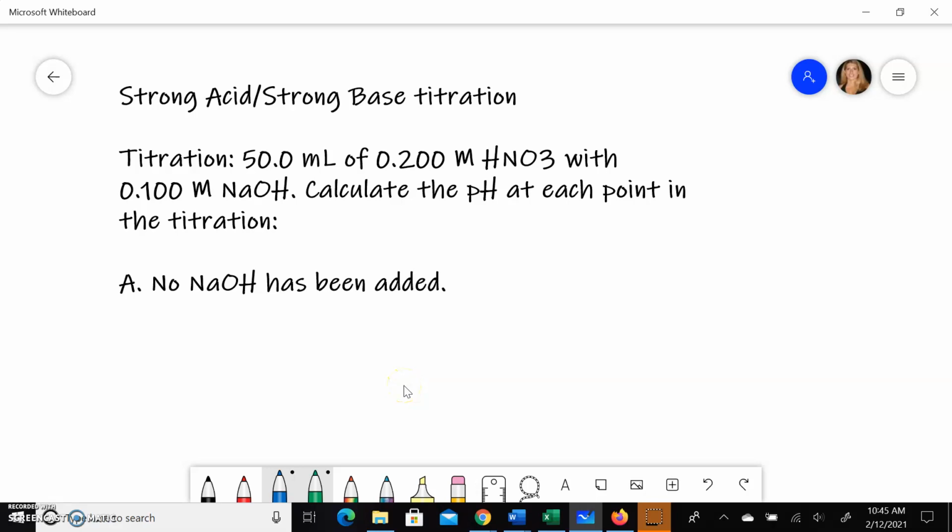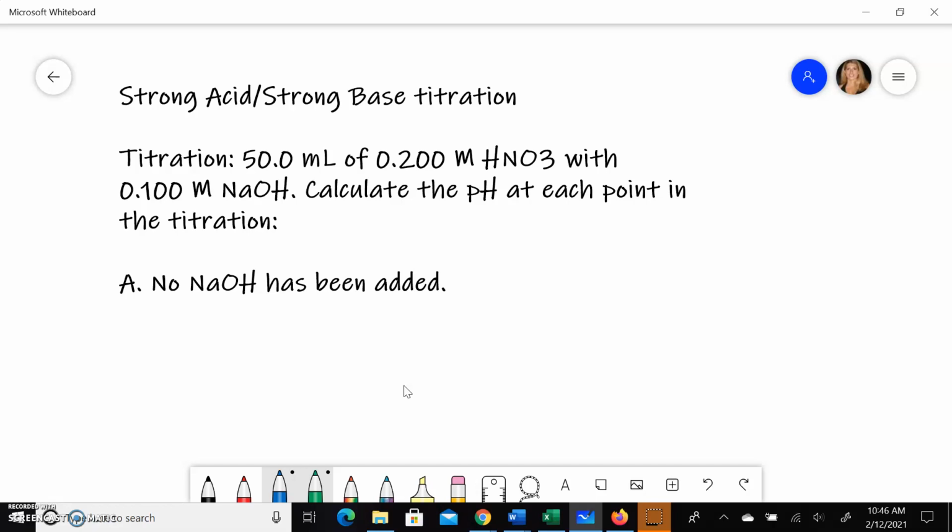All right, we're going to learn how to do a titration problem today. It's a strong acid, strong base titration, and what we're going to do is calculate the pH at various points along the titration. So they're giving us the information. We have 50 milliliters of 0.2 molar nitric acid. We're going to mix that with 0.1 molar sodium hydroxide, and we're going to see the pH at each point.